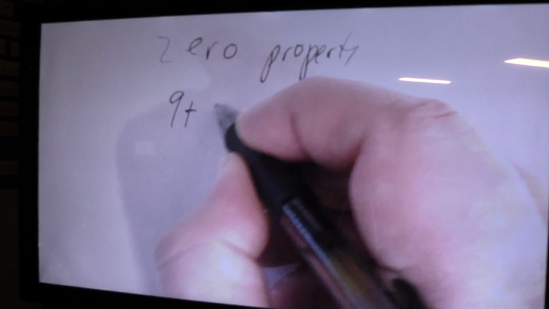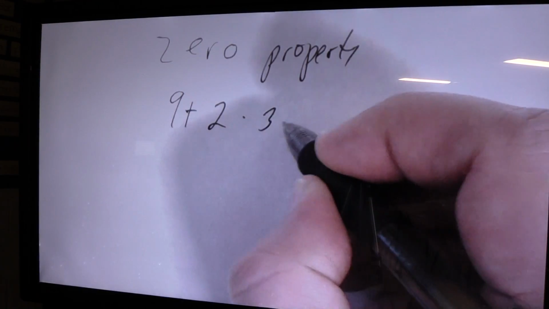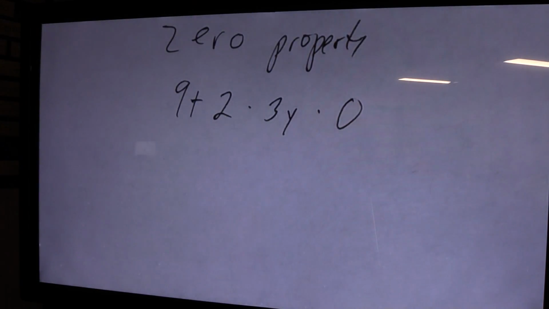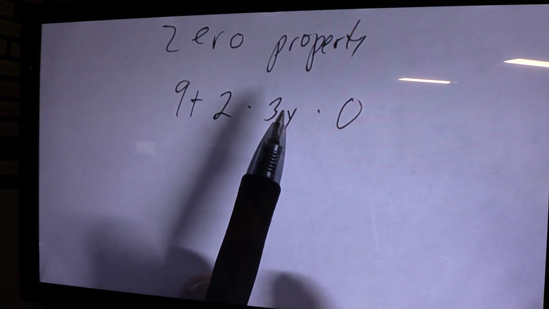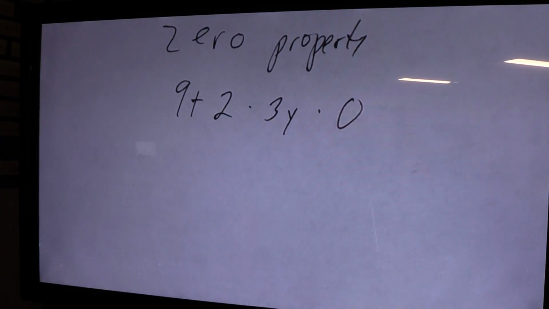Let's say that we have 9 plus 2 times 3y times 0. They might see something like that and want to say 0. That's not necessarily the case, because you have this 9 plus. Even if you said 0 times 3y is 0, and 0 times 2 is 0, it would then be 0 plus 9, and you would wind up with 9. So that is the zero property of multiplication.